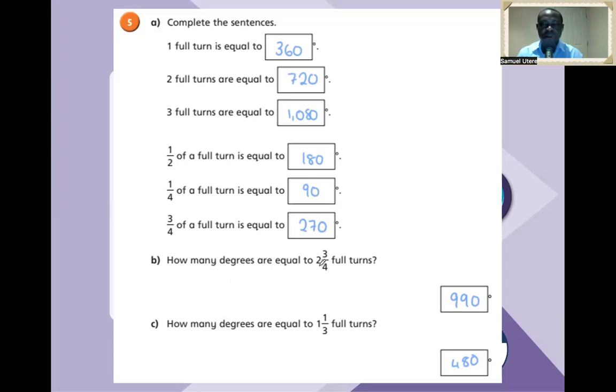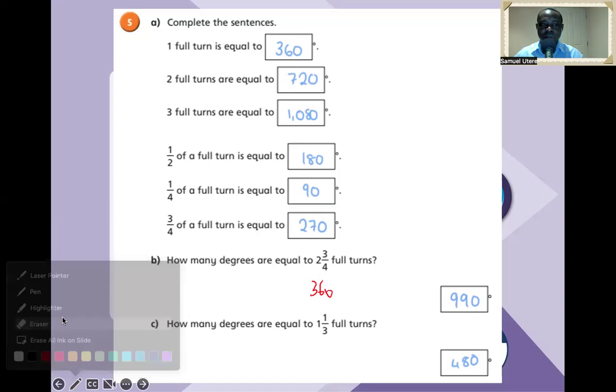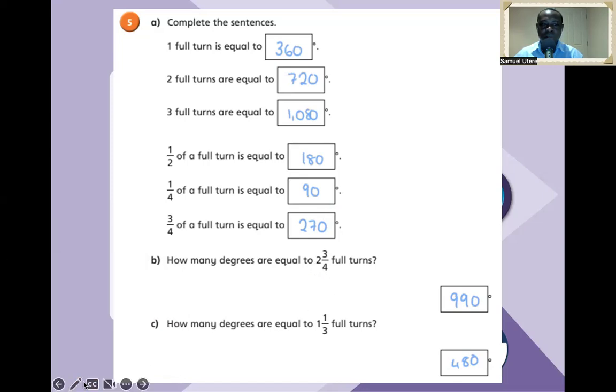Now, for this one, this simply means you need to do 2 full turns, which is 360 times 2, which is 720, because a full turn is 360. That's my mistake. So this one will be 720, which is 2 full turns, plus 3/4 of a turn. You know, 3/4 of a turn is 270. So when you add these two, you would get that. You can see that's the result.